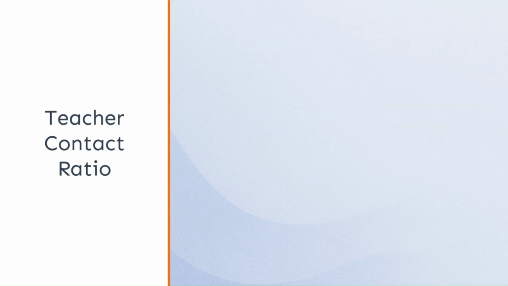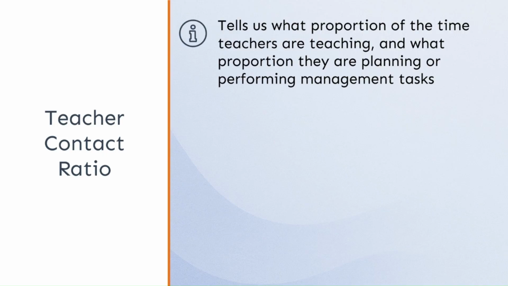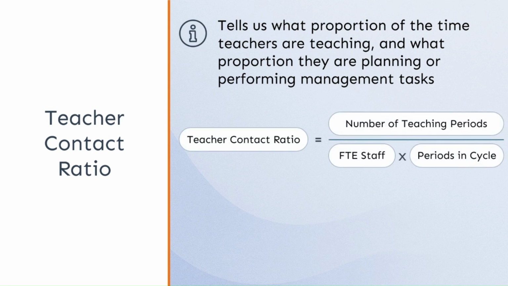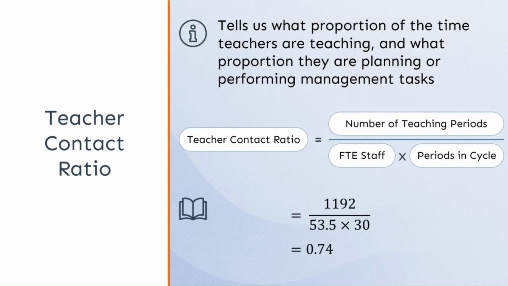Next is the teacher contact ratio, which tells you what proportion of time teachers are actually in the classroom teaching. To calculate it, multiply your FTE by the number of teaching periods in your timetable cycle. That gives you the total available teaching time. Then divide the actual number of teaching periods delivered by that total. So in our hypothetical school, 1,192 teaching periods divided by 53.5 FTE times 30 periods gives 0.74 or 74%. So on average, teachers spend about 3/4 of their time teaching and the remaining time on planning, marking or leadership tasks.